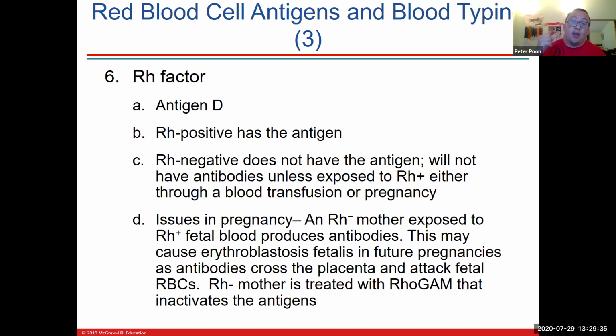The second pregnancy might have a problem because you're already exposed, so you have antibodies to Rh factor. Those antibodies can cross the placenta and attack the fetus, which will result in erythroblastosis fetalis. To prevent this, the Rh negative mother is treated with RhoGAM. RhoGAM is basically an antibody that attacks Rh factor by itself, so the mother has no memory of it.